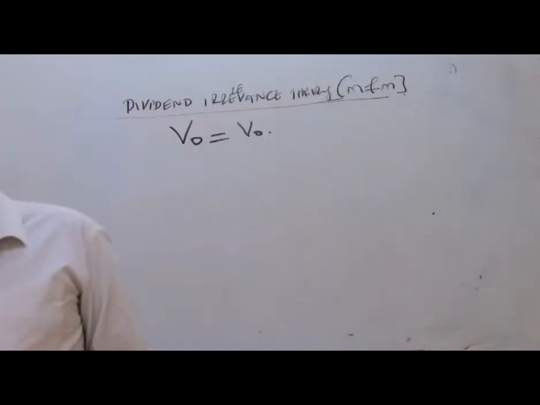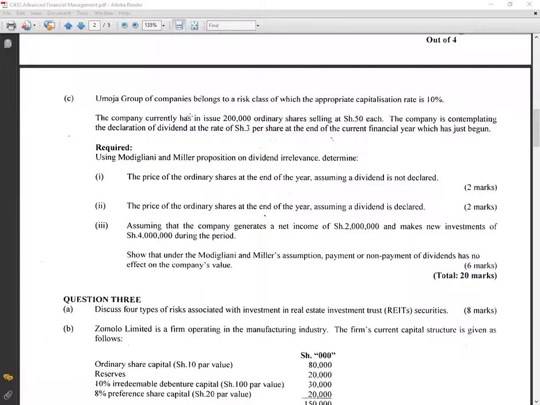So great, ladies and gentlemen, here we are. We are reading: Umoja group of companies belongs to a risk class of which the appropriate capitalization rate is 10%. Capitalization rate is cost of equity, or cost of capital; here we shall use it as cost of equity. The company currently has in issue 200,000 ordinary shares selling at 50 each. The company is contemplating the declaration of dividend at the rate of 3 per share at the end of the current financial year, which has just begun.